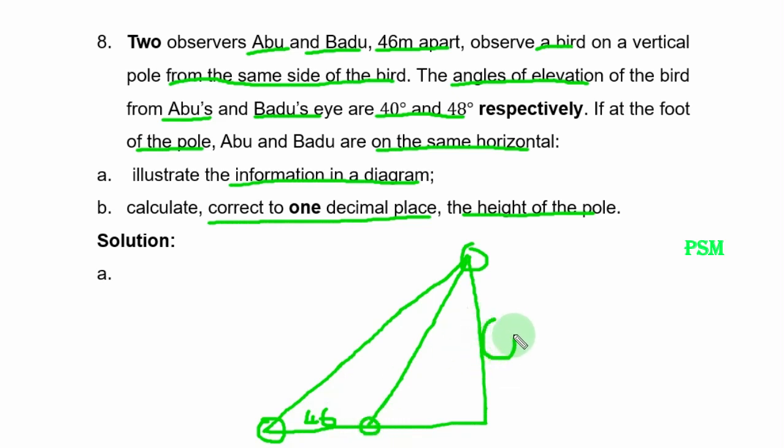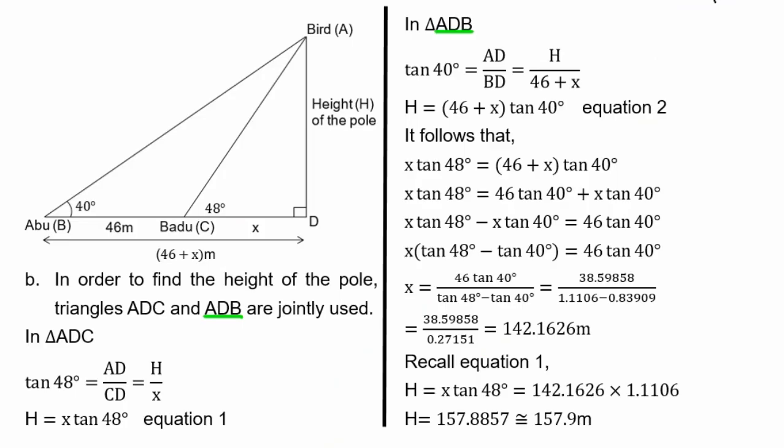You have the height of the pole. The first angle of elevation is for the first observer. So here is 40 degrees and the second observer is 48 degrees. With this, you have the illustration for the information using a diagram.